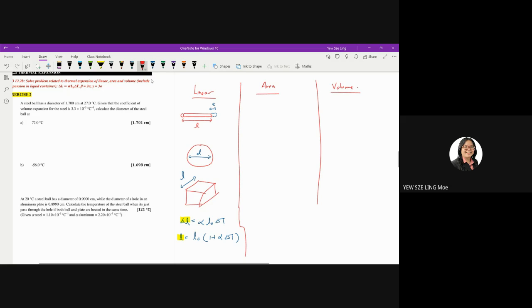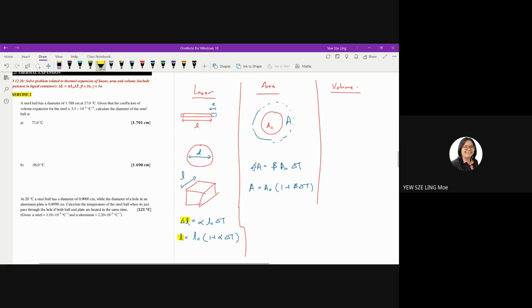Next one is area expansion. For area expansion, you are looking at the change in area. For example, now you have the circle again, but you're not going to look at its diameter. You look at the whole area A. This is your initial A. Now this area expands and becomes larger. Sometimes it could become smaller if it contracts. Now it expands, and this is your final area. In this case, the change in area is calculated using beta, A initial, and delta T. If you want to calculate the final area, A is equal to A naught (1 plus beta delta T). As you can see, the equation is very similar.